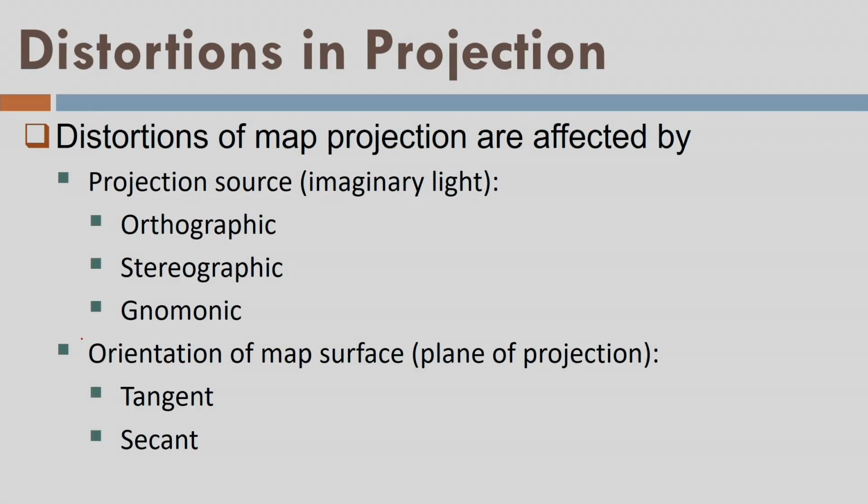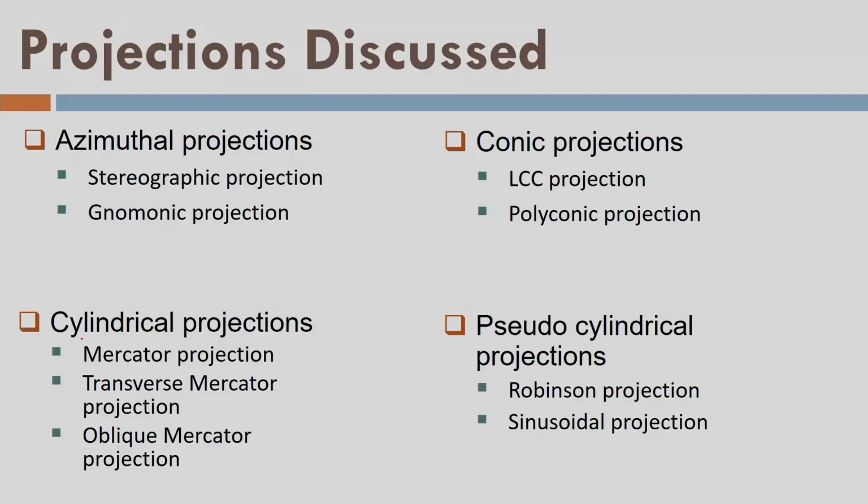Distortions of map projections are affected by the imaginary light, where we put the light, remember. So we have orthographic, stereographic, or gnomonic projection. They have different points of light source. Then the orientation of the map surface, that is where I place the surface of projection. One term is called tangent and one is called secant. If my surface of projection cuts the surface of Earth, I call it secant. That means it is going to touch at two places in case it cuts. But if it is touching at only one point, for example a cylinder touching at the equator only, then I call it tangent.